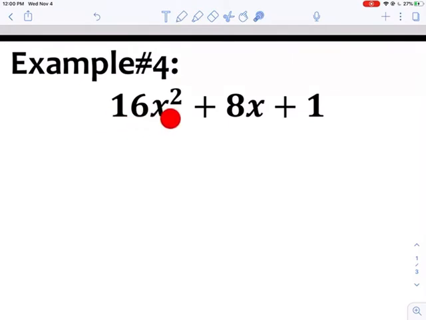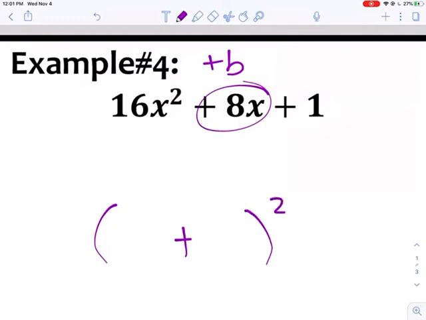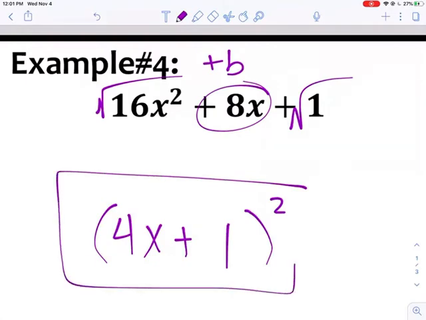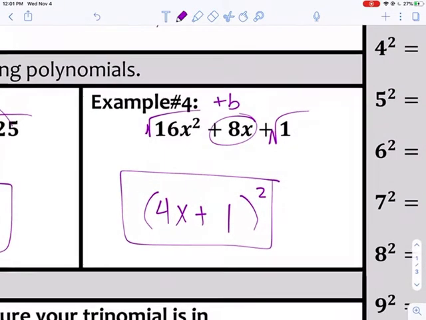All right, again, I've got a perfect square up front, I've got a perfect square at the back, and then my sign for B is positive. So I'm going to set up my positive perfect square trinomial, and we'll take the square root of 16x squared to get 4x, and the square root of 1 to get 1, and there's my perfect square trinomial.